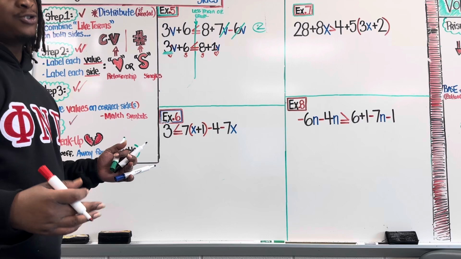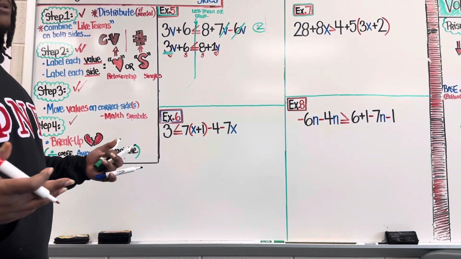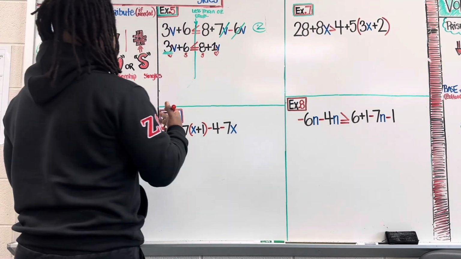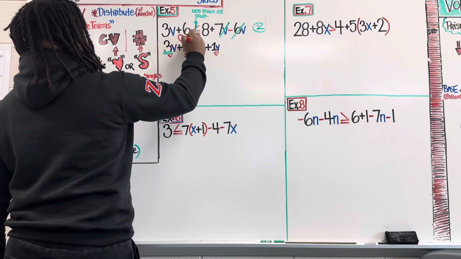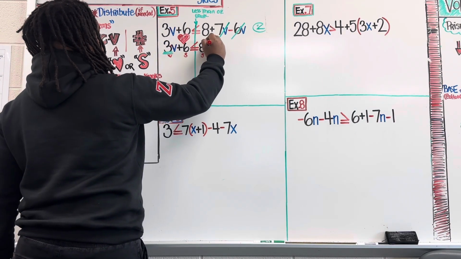But it doesn't matter, guys. You can label the other side as the relationship side. Just know that you're going to be dealing with a lot of negative numbers, okay? Where you're going to have to flip the sign. This is a great way where you don't have to deal with negative numbers as much. So I'm going to put the heart on this side, all right? And I'm going to put the big S on this side.